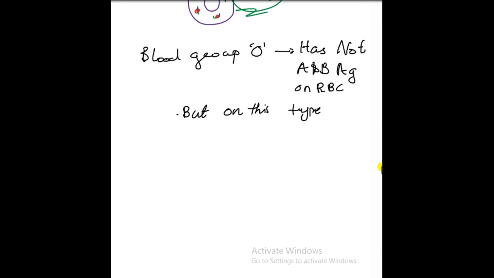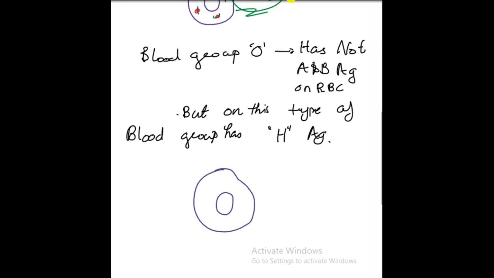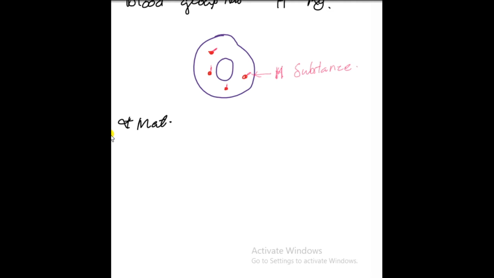And blood group O does not mean that they don't have any antigens. They have an antigen, known as H antigen, but they don't have A and B antigen. So I'm drawing an RBC. They have an antigen known as H substance or H antigen.